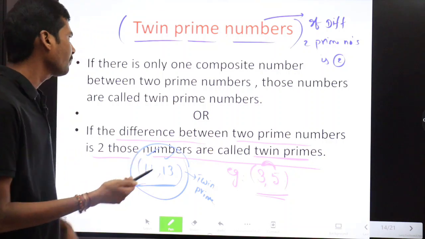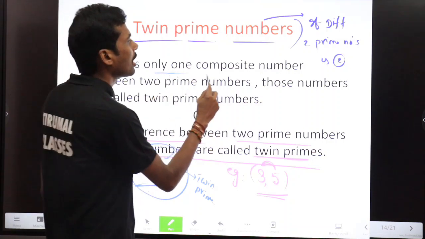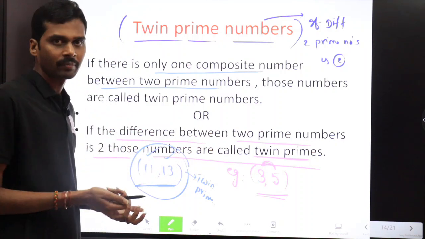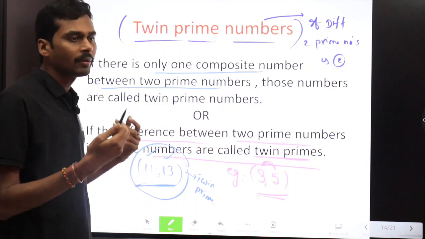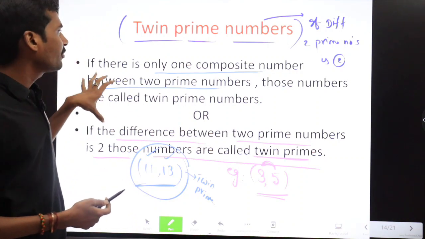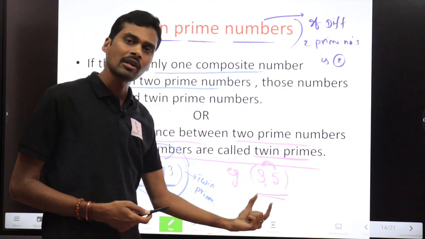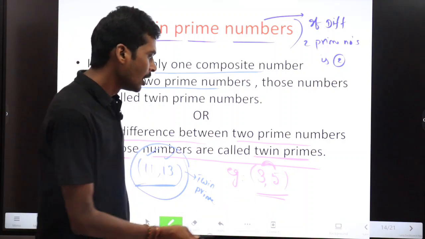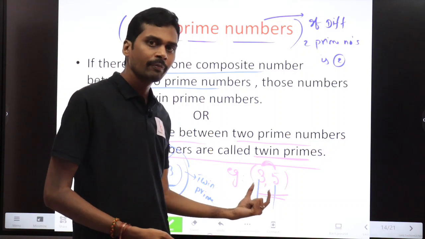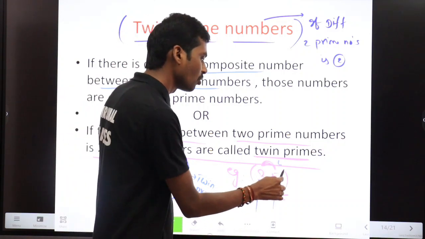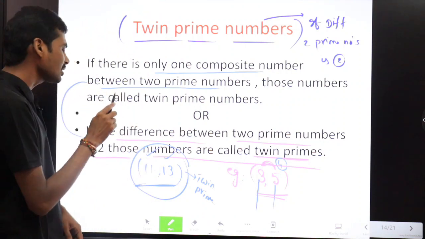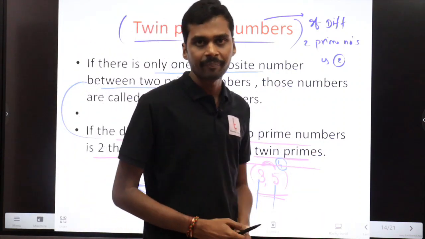The same thing we can represent in another way. If there is only one composite number between 2 prime numbers, those numbers are also called twin prime numbers. You will not be asked for the definition, but you can remember it anyway. As per this definition, 3 is a prime number, 5 is a prime number. What is the middle number? Between 3 and 5, I have the number 4. 4 is a composite number. Both definitions are the same, they are not different.